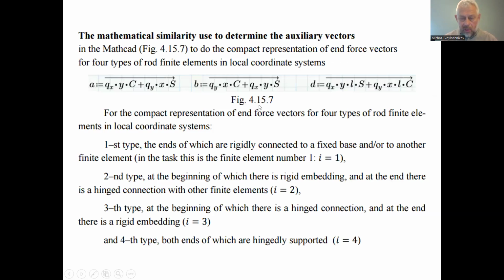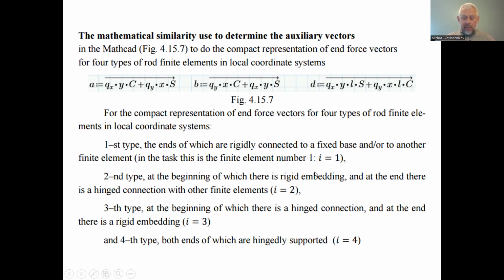Yes, and we allocated these common parts for compact representation of end force vectors for the four types of rod finite elements in the local coordinate system. And this definition of the A, B, and D magnitudes as vectors assumes that we consider them as vector functions dependent on I, the finite element number.